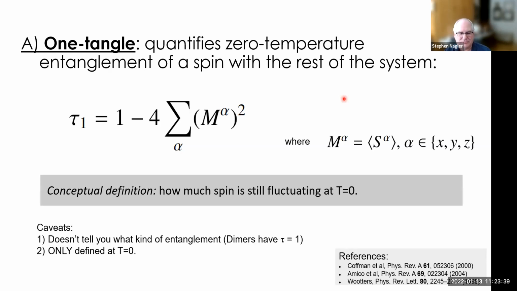Okay, it doesn't tell you anything about the type of entanglement you have. If I have an isolated dimer, that will have a one-tangle of the maximal value of 1, right? And I can't necessarily determine just from that whether the system has some other kind of order, or entanglement between multiple dimers.